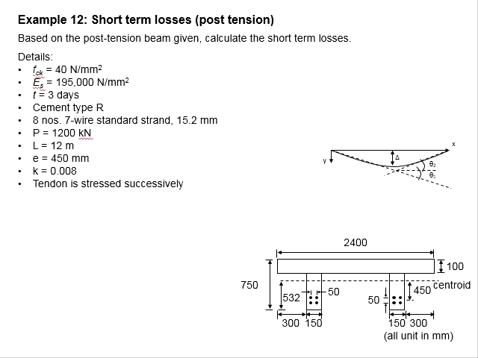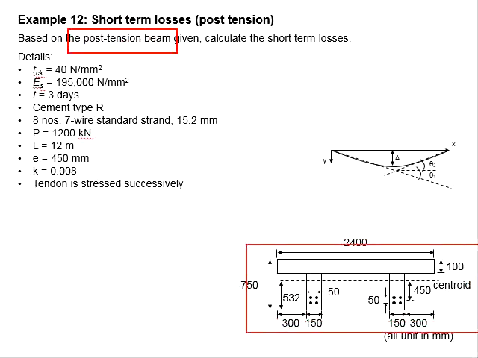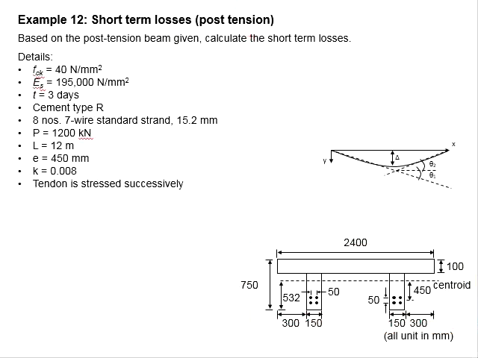Now let us look into another example to calculate the short-term losses. Based on the post-tension beam given here, calculate the short-term losses. The details are given here. fck equals 40 Newton per mm square. The modulus of elasticity of the steel tendon is 195 gigapascal.